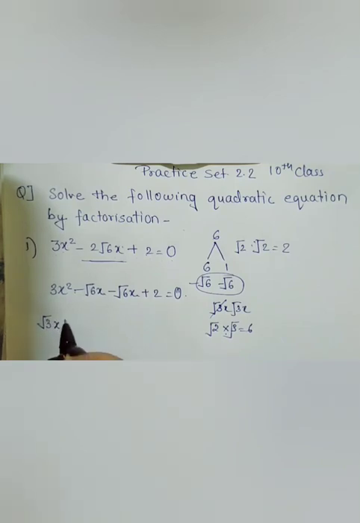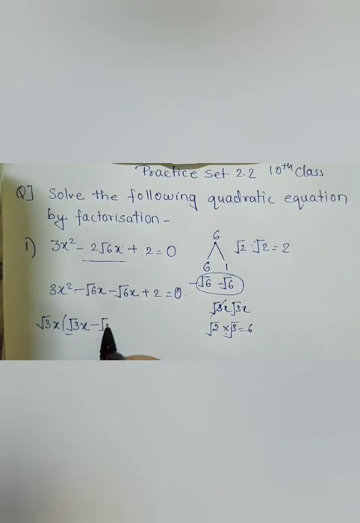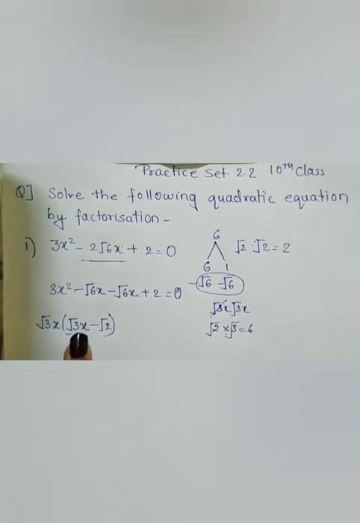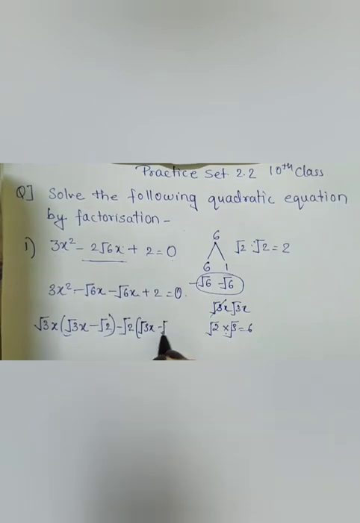Root 3x. Inside the bracket, again we are going to take root 3x. Again minus, 2 3s are 6, so we're going to take root 2 here. I hope you are getting me. Now in between the minus sign, again root 2 will come. The same bracket is going to repeat here. Root 3x minus root 2 equal to 0.